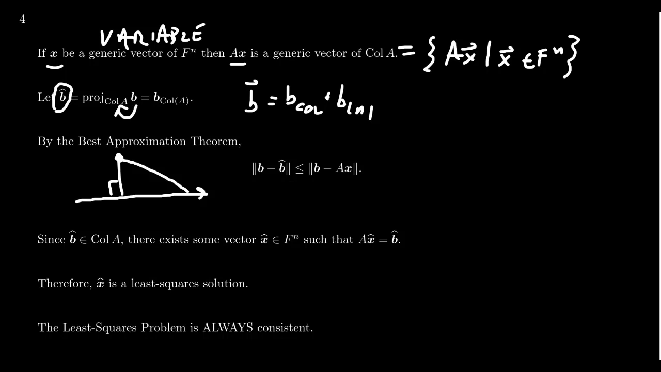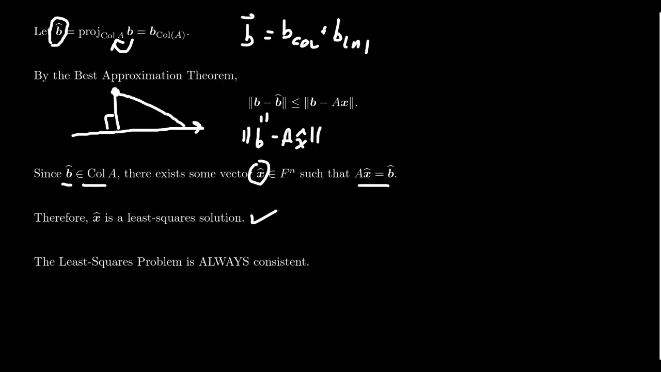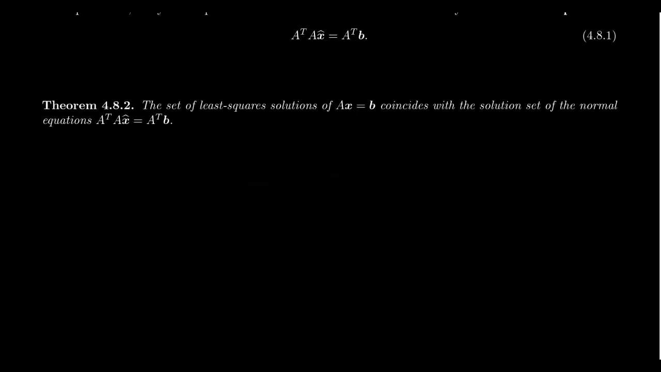But wait a second, if B hat is in the column space of A, that means we can write it as A times something. We can factor it. So there's got to be some vector X hat so that AX hat equals B hat. And so we could rewrite this as the length of B minus AX hat. And so this gives us a least squares solution, telling us that the least squares problem is always, always, always, always consistent. So even if the linear problem is inconsistent, the least squares problem will always have a solution. When it is consistent, the least squares solution is the same solution as the linear problem. And when it's inconsistent, it gives us a solution we didn't have before. So you can start to see the power of the least squares problem, why we want to solve it.